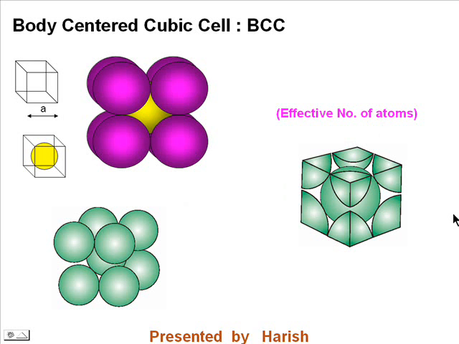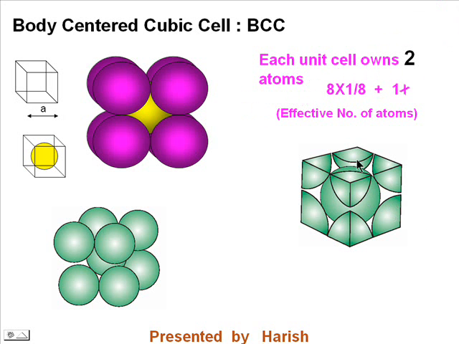Let's come back to this effective number of atoms. You can clearly see that though this unit cell is made up of 9 spheres, not all of them are fully inside this unit cell. Some part of some cells is inside some other unit cell. So if you look at this, you have 8 corners, 8 into 1 by 8, and 1 at the center, so 1 into 1.